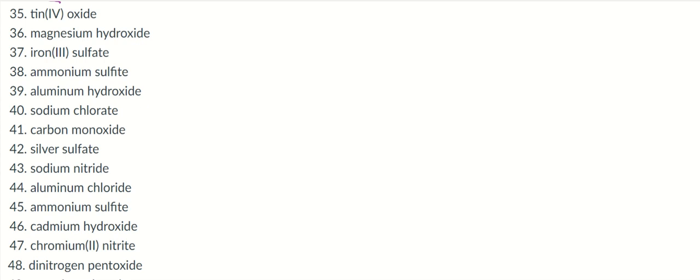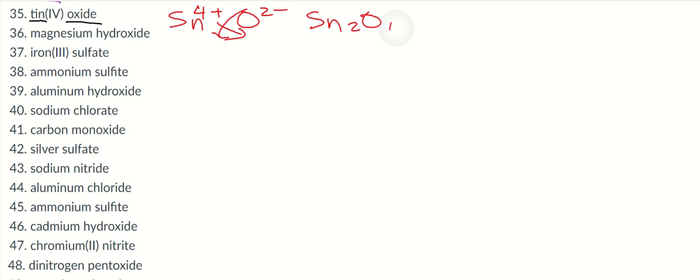All right, picking it up, number 35. Tin is a metal, oxygen is a nonmetal. Tells me it's probably an ionic compound. Transition metals with multiple charges will give you that information in Roman numerals. This is also a stannic oxide, so that's Sn 4 positive. Oxygen is a 2 negative anion, crisscross, and this is going to be Sn2O4. Now, ionic compounds we need to reduce to the lowest whole number ratio, so that's going to be SnO2.